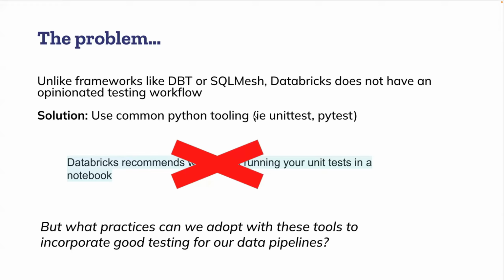So they're saying, use common Python tooling. They also say that they recommend running your unit tests in a notebook. And by running unit tests in a notebook, they're actually meaning you have your code block, you import PyTest, and you run PyTest against your tests, which to me feels a bit redundant because you can just run PyTest in the command line. You can run PyTest anywhere. It doesn't have to be in a notebook. Right, so what practices can we adopt with these tools and incorporate good testing for our data pipelines?